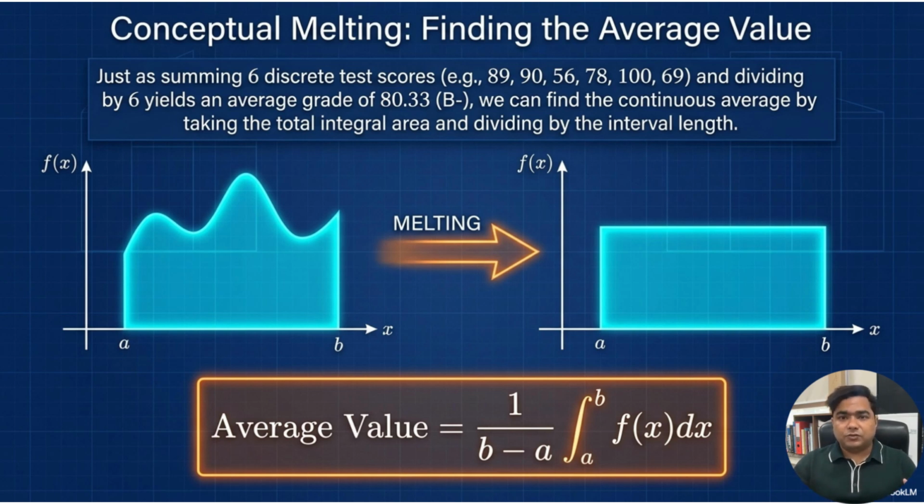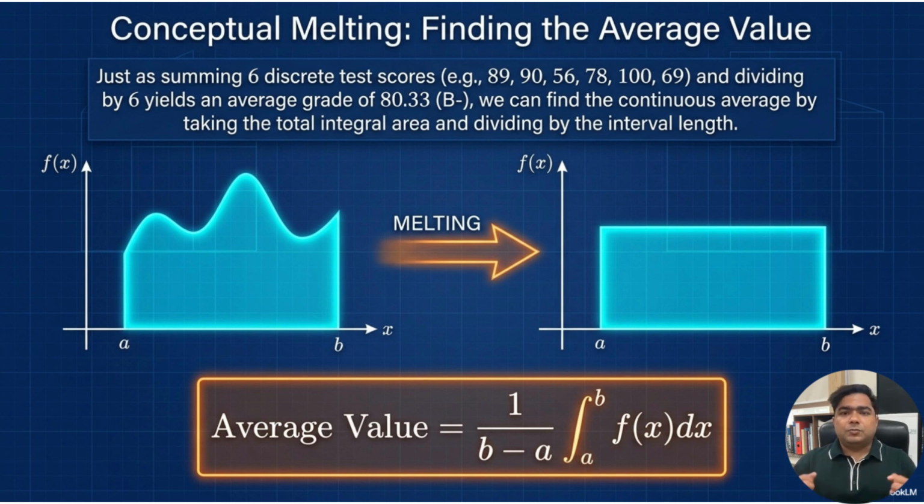We already know how to find the average of separate numbers. For example, if we have 6 test scores, we add all 6 scores and divide by 6. That gives us the average score. But what if we do not have separate numbers? What if we have a continuous function? For example, temperature changing throughout a day, speed changing during a trip, or heart rate changing during exercise. In that case, we cannot simply add a few values unless we are only approximating. Instead, integration gives us the continuous average.